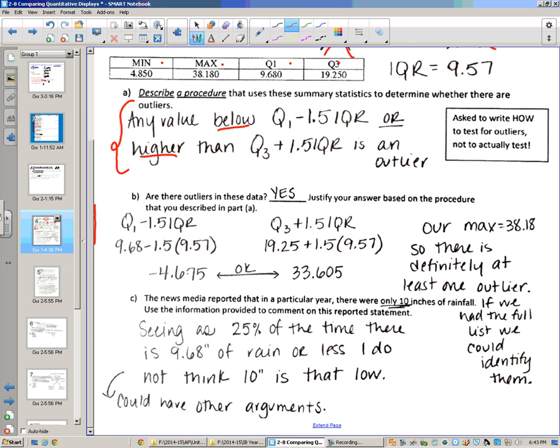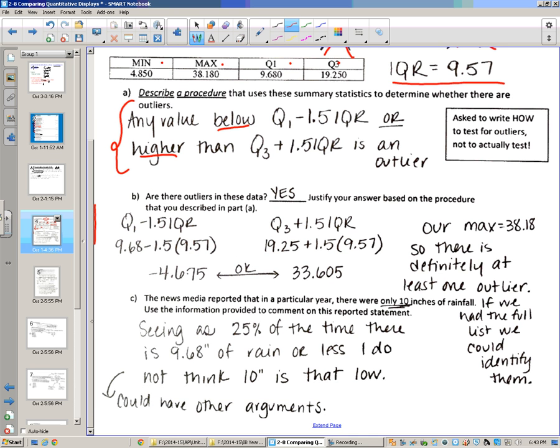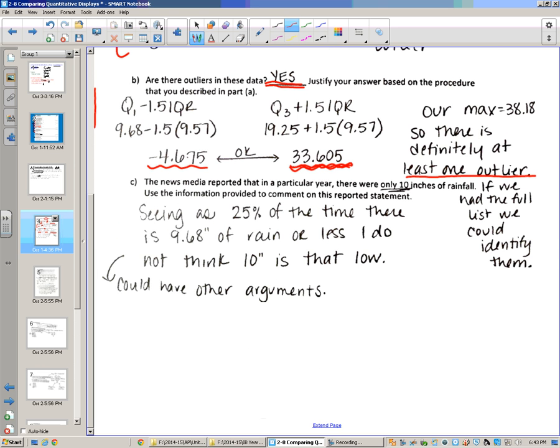So using my information from up top, I figured out my IQR. Using my quartiles, I got my fences to be negative 4.67 and positive 33.605. And then I said, yes, there is an outlier because our maximum is 38, which is above this 33. So I know that there's definitely at least one outlier. I can't say if there's more because I don't have all of the actual data values. It's important that you say that. You know that there's at least one, but there could be more.